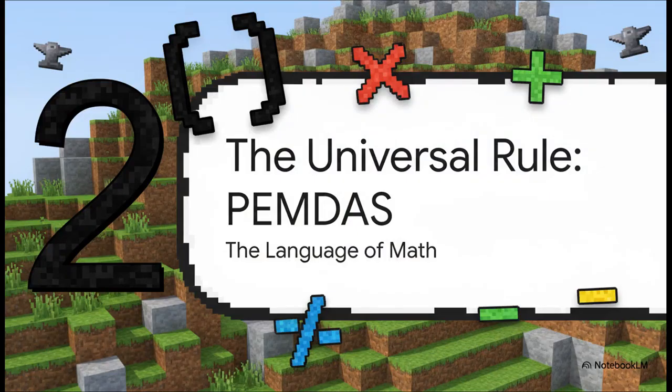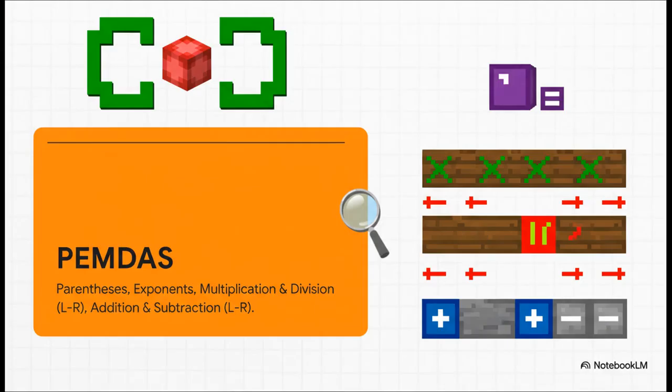All right, let's get to the main event. This is the single most important rule in all of everyday math. This is the universal language that makes sure everybody, everywhere, gets the same answer to that problem we started with. We call it the order of operations, and the easiest way to remember it is with the acronym PEMDAS. So here's how it breaks down.